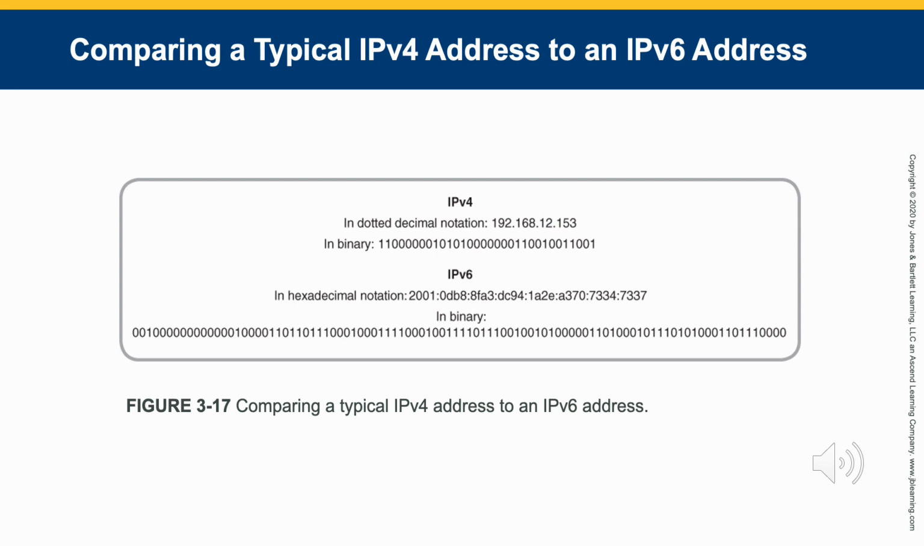Comparing a typical IPv4 address to an IPv6 address, we see in this example IPv4 is in dotted decimal notation: 192.168.12.153. Its binary representation is below, and in the dotted decimal notation each octet is worth 256 values. And below, IPv6 is in hexadecimal notation, a 16-bit notation using A to F and 0 to 9. The binary is represented below.